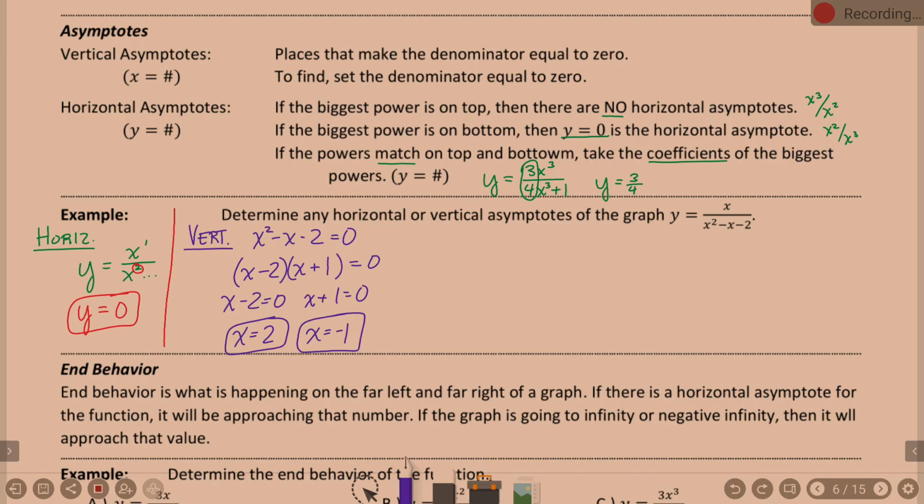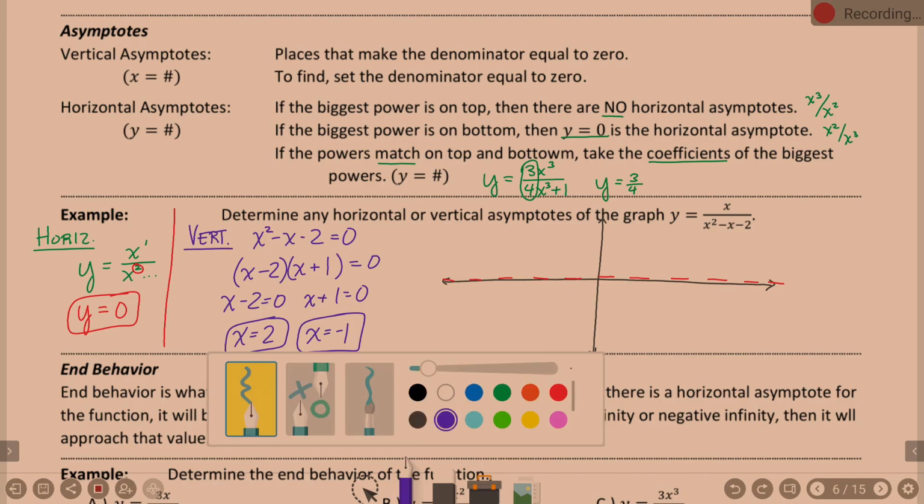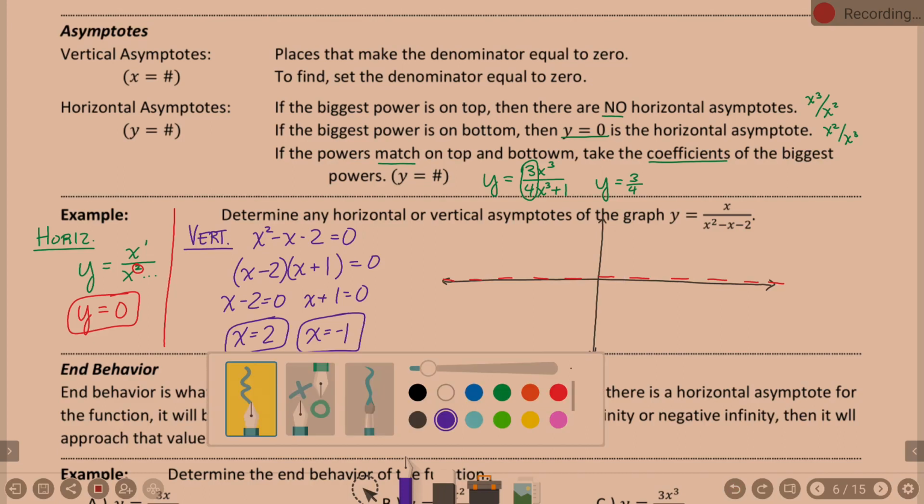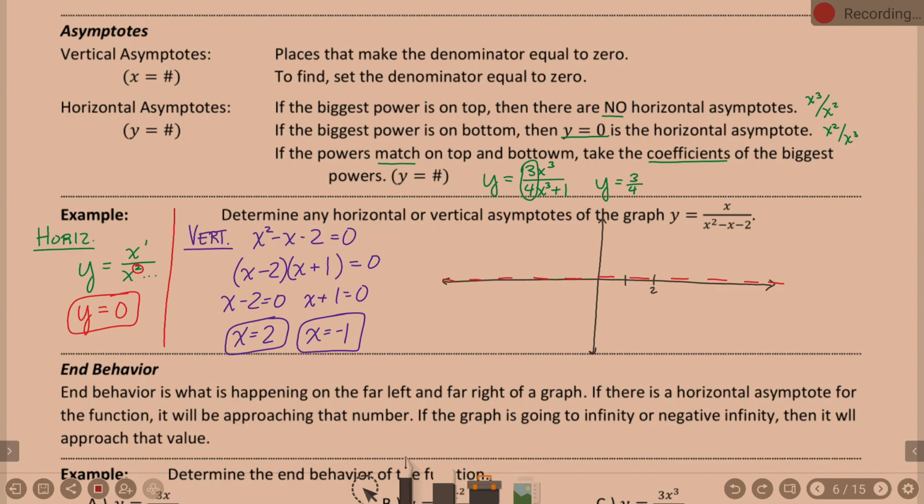With that in mind, I want to look at the graph, so graph it on a calculator. What do we know about this graph right now? There's a horizontal asymptote at y equals 0, which is the x-axis, right? And then, what else do we know? There are vertical asymptotes at 2 and -1.